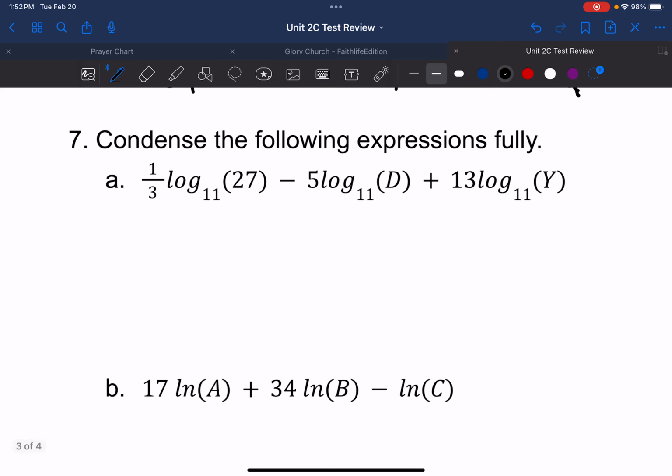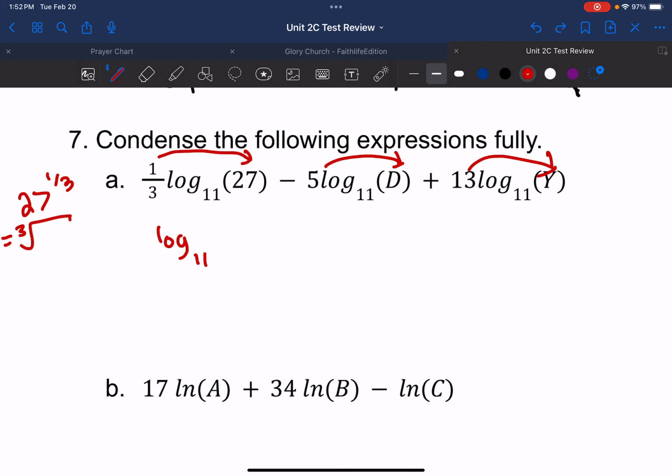Now we've got condense the following expressions fully. So we're going to go in reverse order this time. So the first thing I'm going to do is move the exponents to the top. So I've got log base 11, and then 27 to the 1/3 is what I'm going to end up with here. That's the same thing as the cube root. So 1/3 is the same thing as cube root of 27. Cube root of 27 is what number times itself 3 times is 27, which is 3. Because 3 times 3 times 3 is 27.